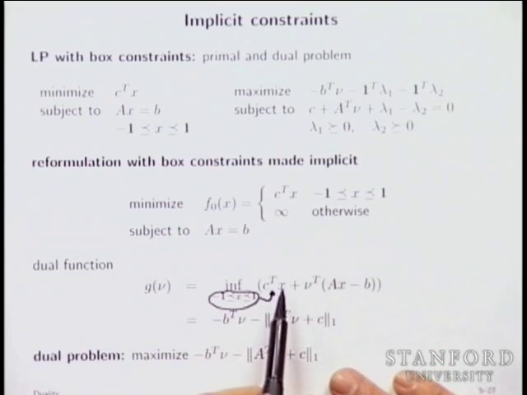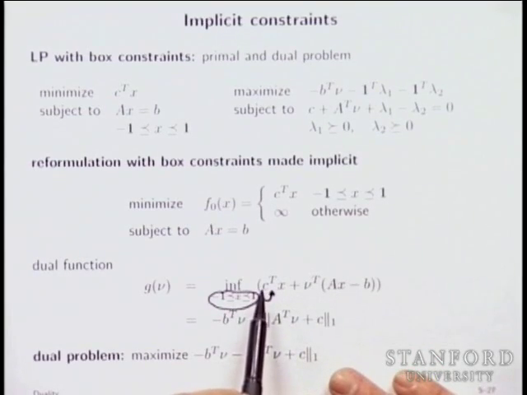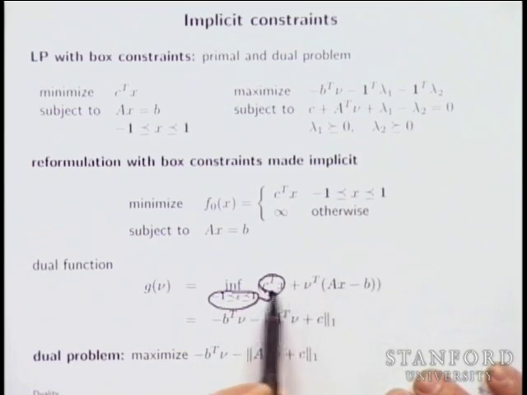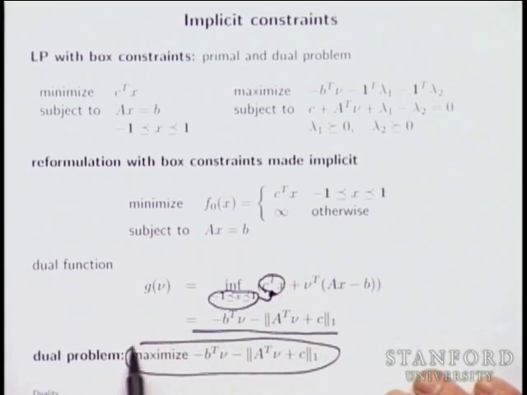You select x to be plus 1 if c is negative and minus 1 otherwise. Okay, so if you do that, then the optimal value of this thing is the one norm of this. It's not just c, it's A transpose nu plus c, like this. And you get that, and that's the dual problem.